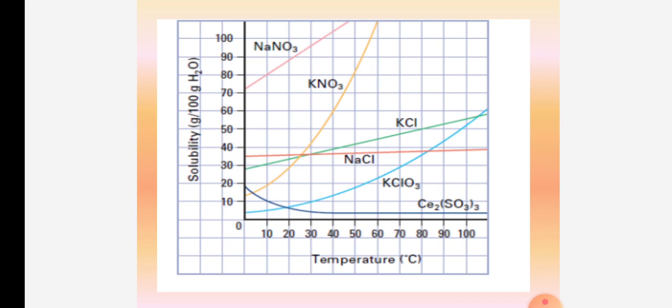What is meant by a solubility curve? That is what you are seeing in the picture now. A solubility curve is a linear graph that plots changes in solubility of a solute in a solvent against changing temperature. I repeat again. So you are seeing a graph there.